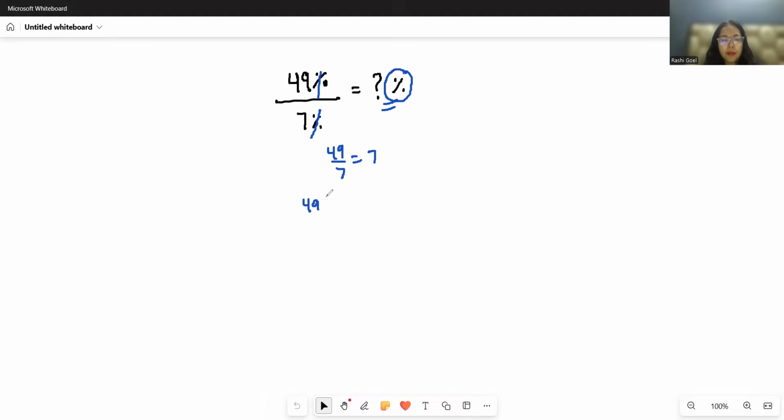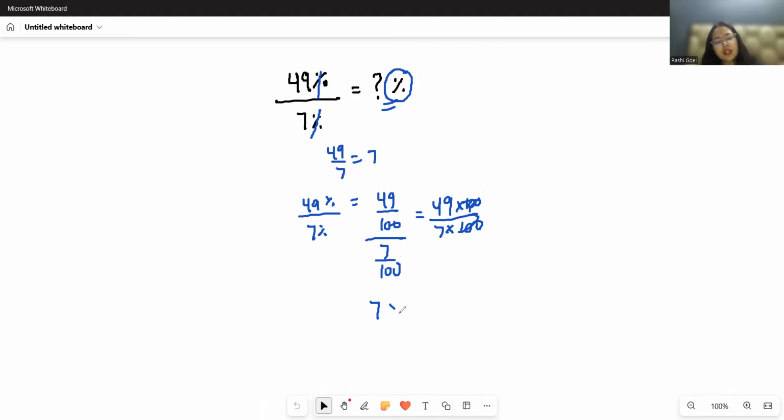So here, 49% divided by 7%, we calculate it. You can write 49 by 100 divided by 7 by 100, which is equal to 49 times 100 divided by 7 times 100, and it will cancel out and give 7. But we want our answer in terms of percentage, so to convert this 7 into percentage, multiply with 100%.